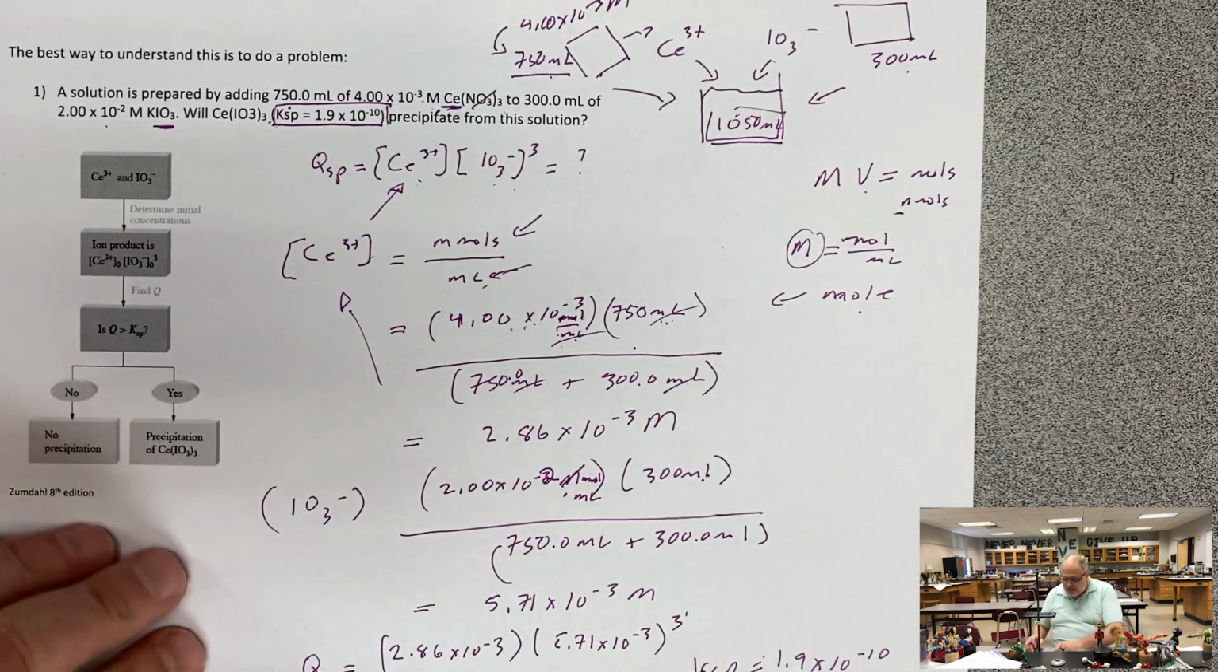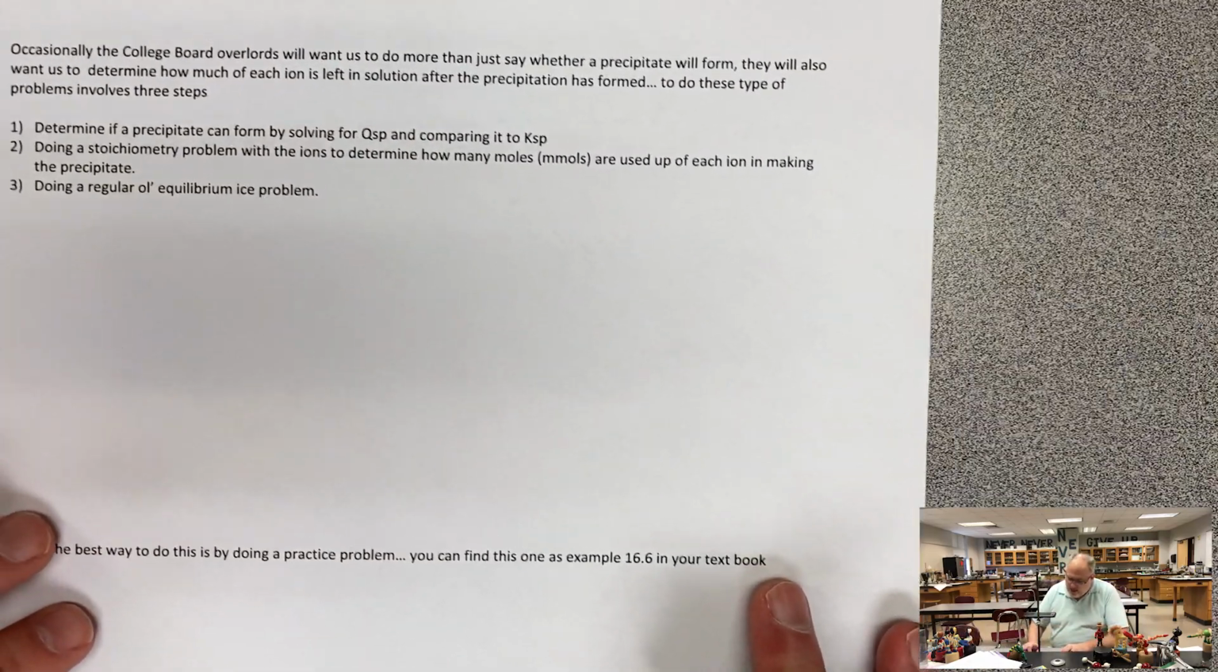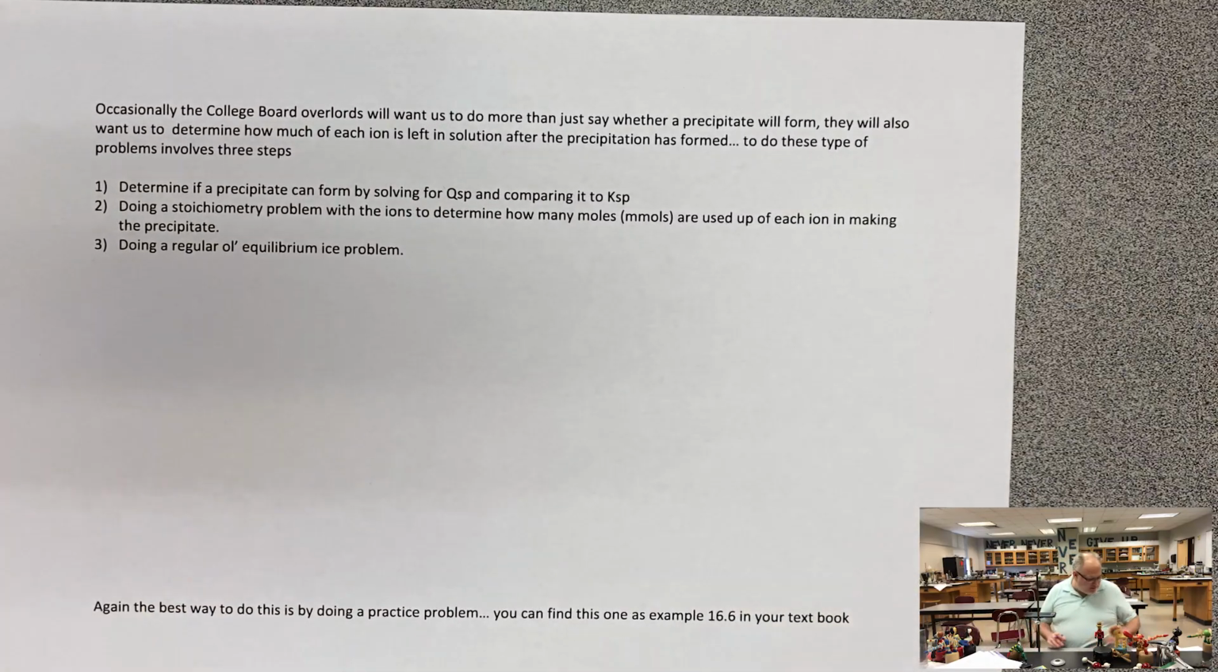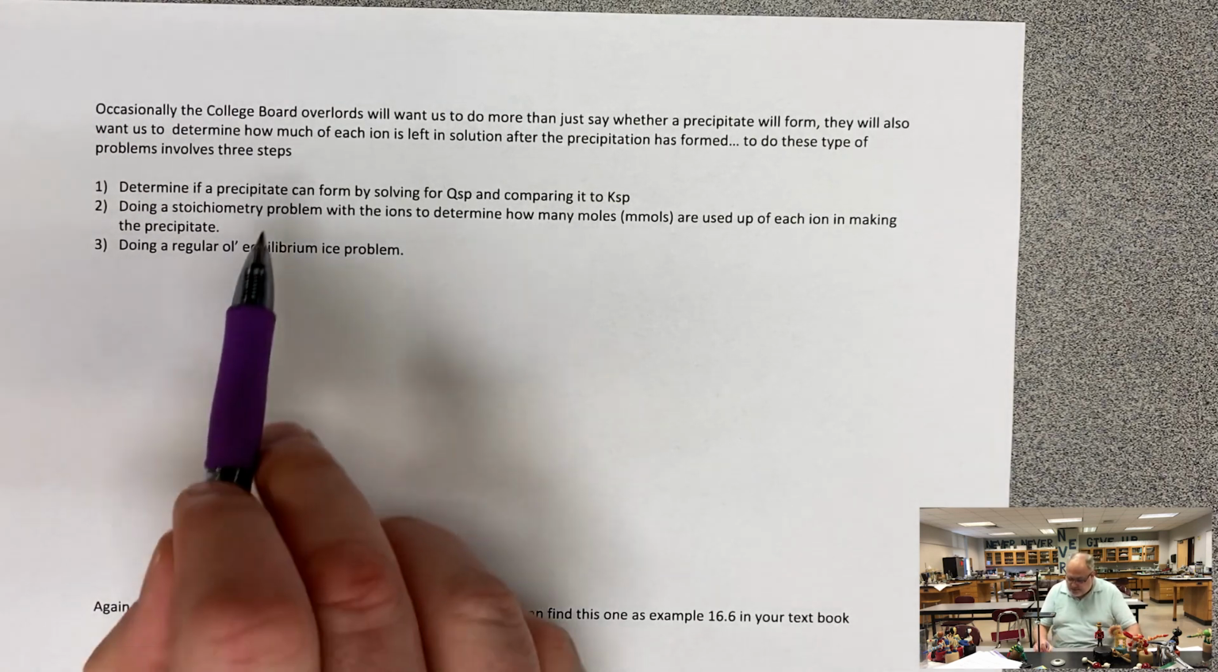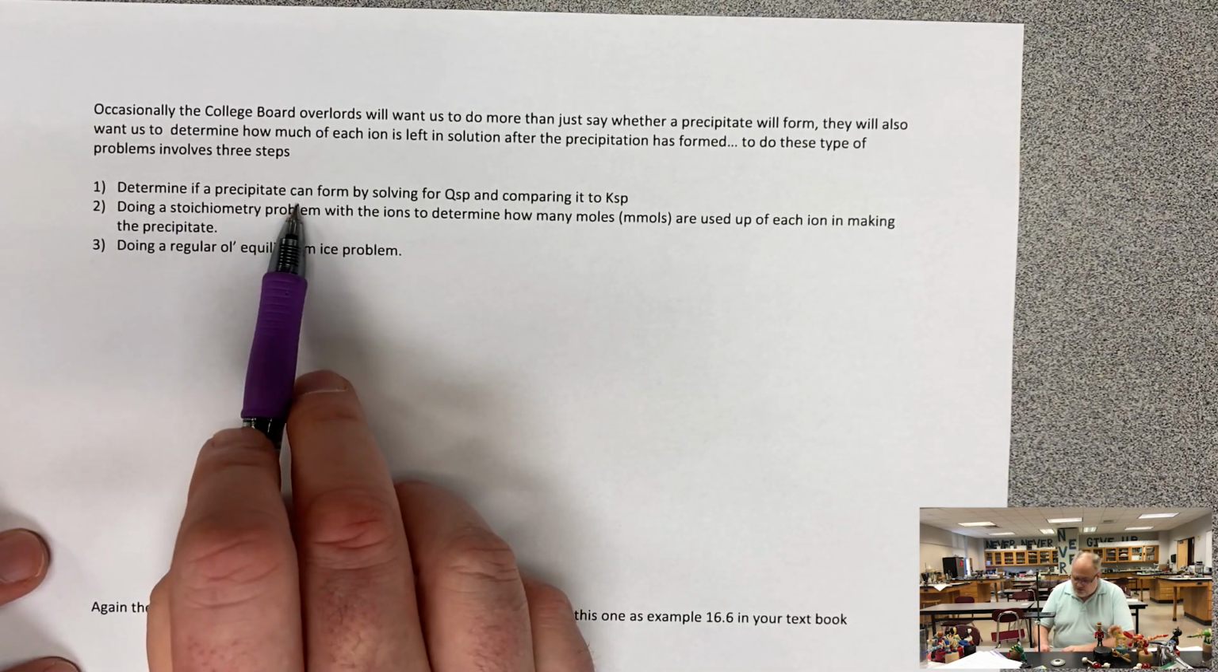Okay, now, what they also like doing is giving us problems where they say, tell us that a precipitate forms, but also on top of that, tell us how much of the ion is going to be left over. So what we're going to do is actually solve a problem to work the same thing out. But there are 3 steps, and I've jotted them down in your notes here so you're aware of it.